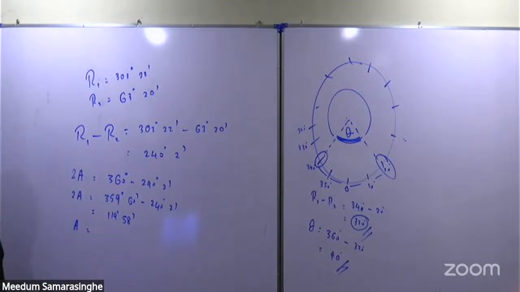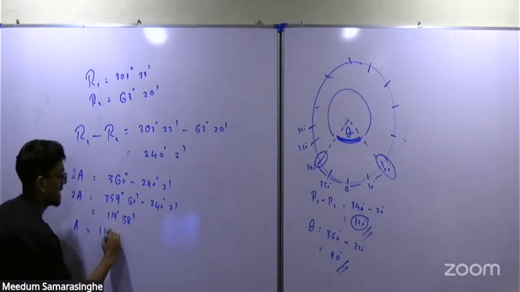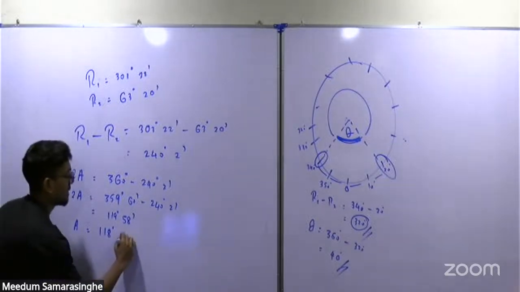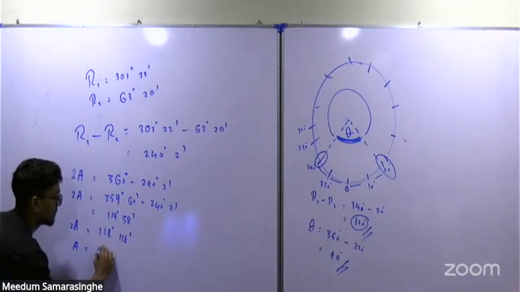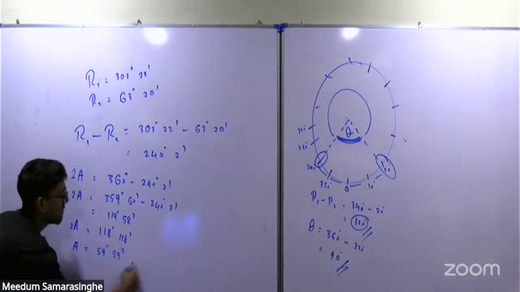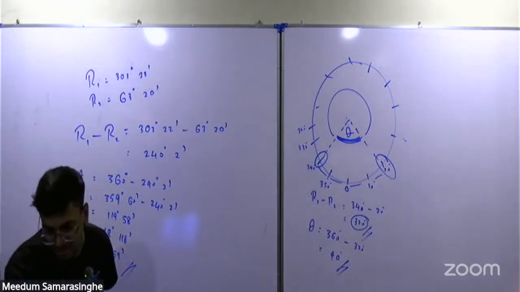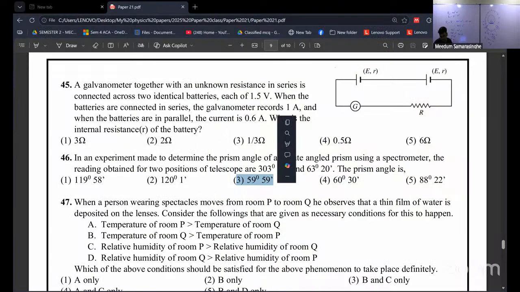How do we divide this by 2? You can write it like this: 118 degrees, and when you add 60 minutes to this side, you have 60 plus 58, 118 minutes. That is 2A. So now you can divide. That is 59 degrees 59 minutes. So the prism angle, now see, the prism angle is acute. So 59 degrees 59 minutes. The third one should be the answer. Okay, third one is the answer.